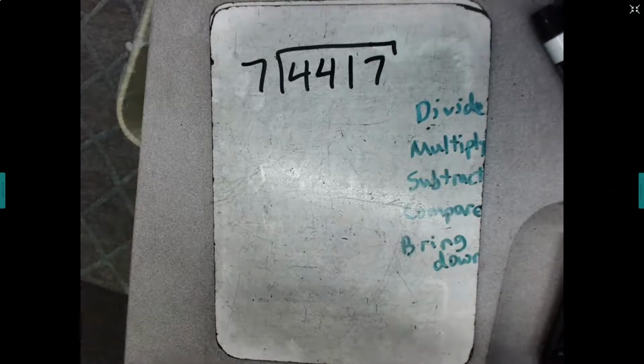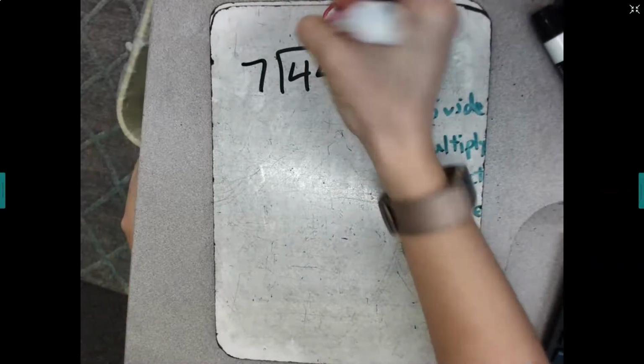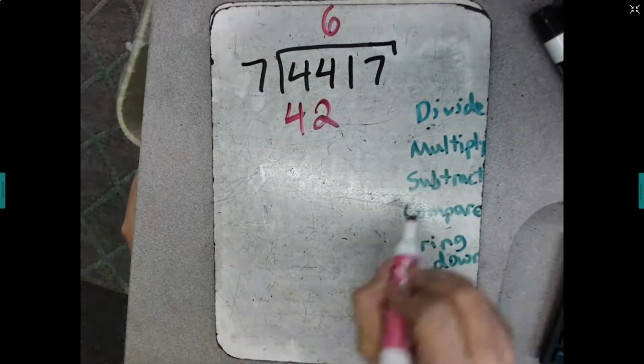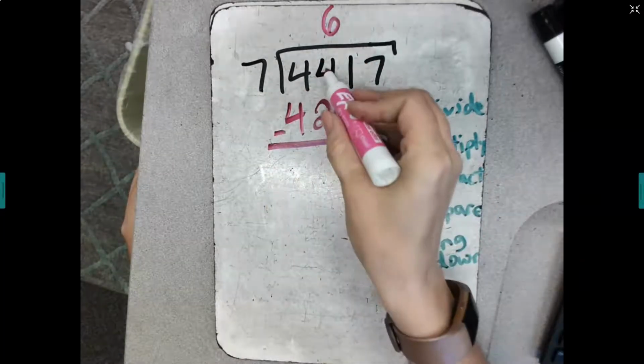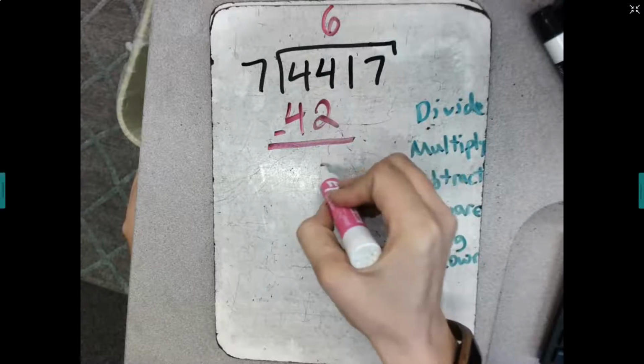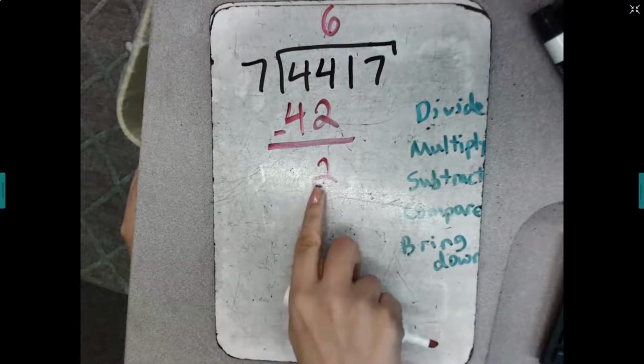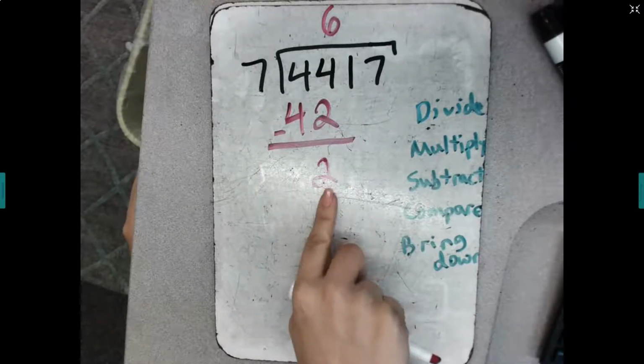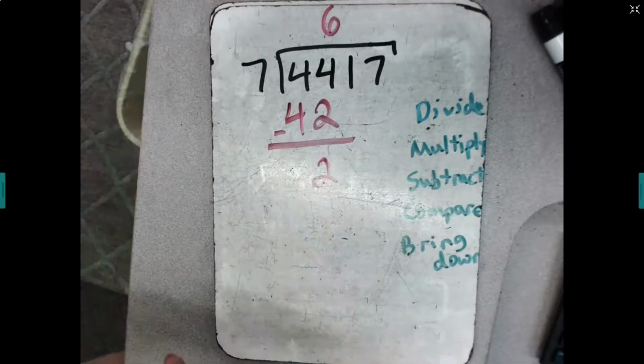I'll use a different color. Make 6 groups of 7. Then I multiply: 6 times 7 is 42. I subtract: 44 minus 42 is 2. I compare to make sure I made enough groups. 2 is less than 7, which means I could not have made any more groups of 7.